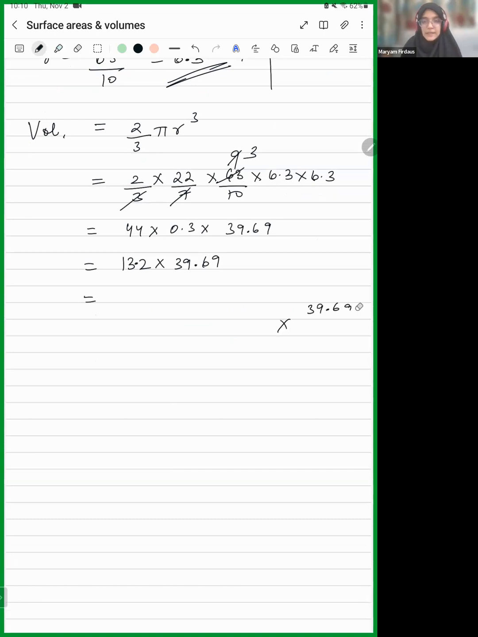Let me know what you're getting and please type it in the chat box. Preshita, please type the volume that you are getting into the chat box along with the unit. Don't forget the unit. And Abdul Jabbar, you as well. And everyone else who is solving this question.